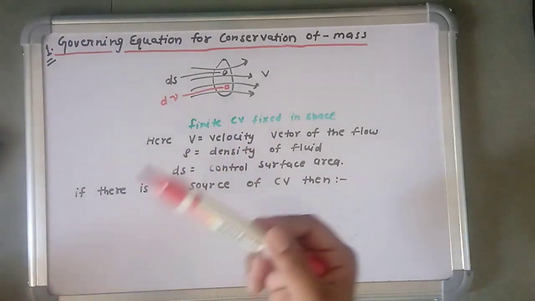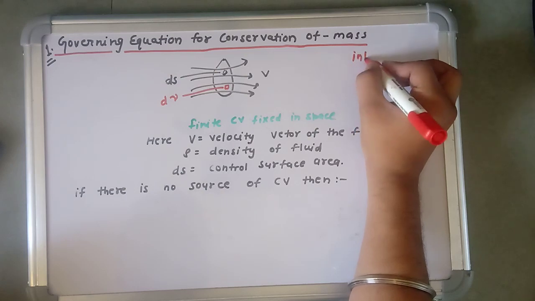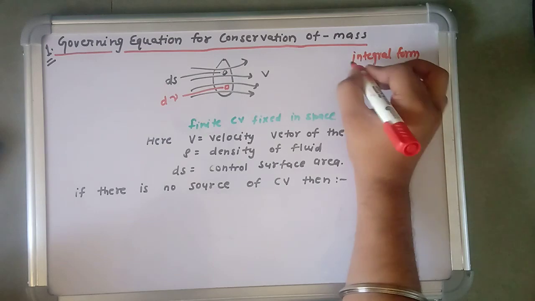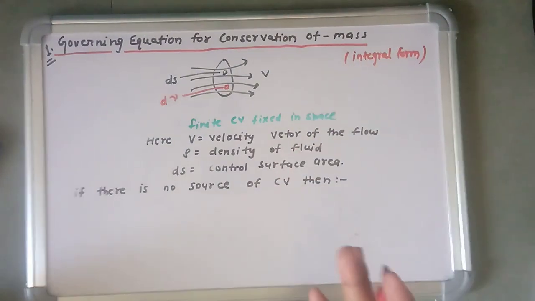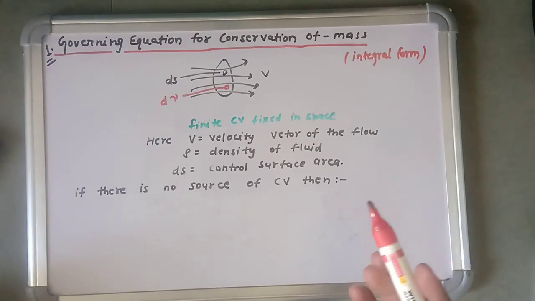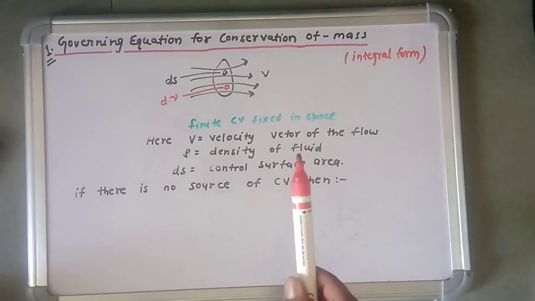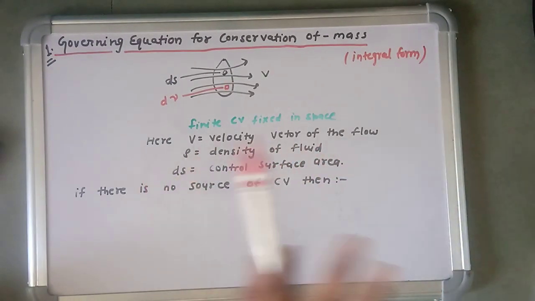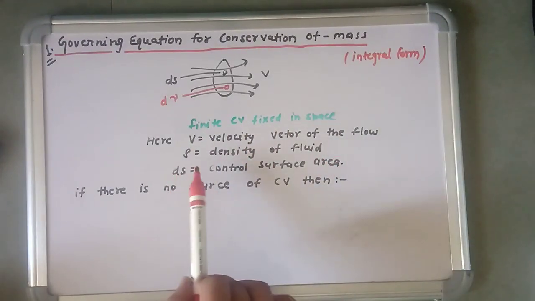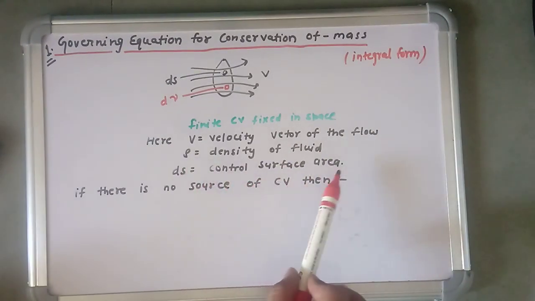We are deriving the equation in the integral form. Remember, there are so many forms: the integral form, the one dimensional form, and after that the 3D form. So we are deriving for the integral form basically. Here V is the velocity vector of the flow, rho is the density of the fluid, and dS is the control surface area.